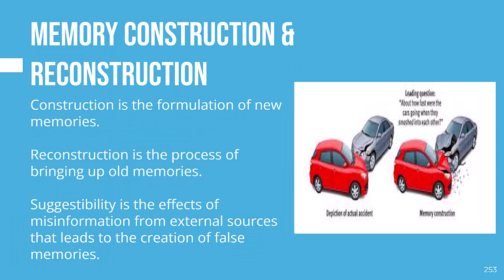Let's talk for a second about how memories are constructed or reconstructed. Construction is the formulation of new memories, and reconstruction is the process of bringing up old memories. Suggestibility is the effects of misinformation from external resources that leads to a creation of a false memory. Memories are very fragile, and this makes them vulnerable to the power of suggestion. Suggestibility can cause people to claim to remember something that was only a suggestion made by someone else.